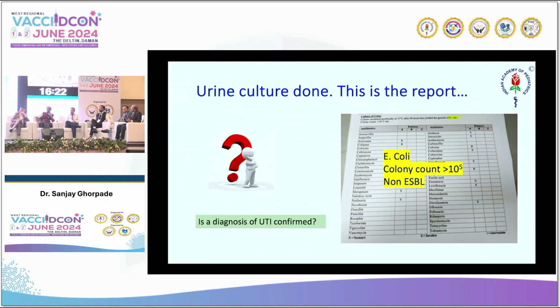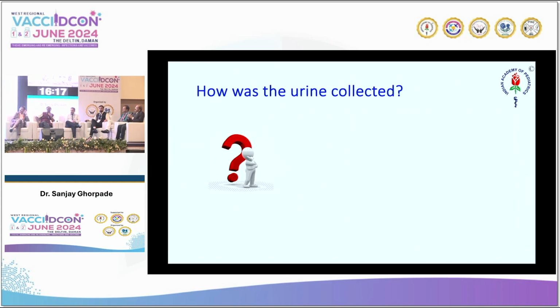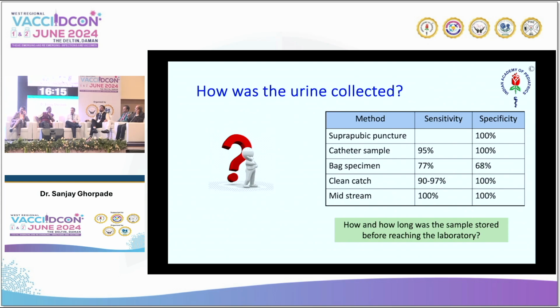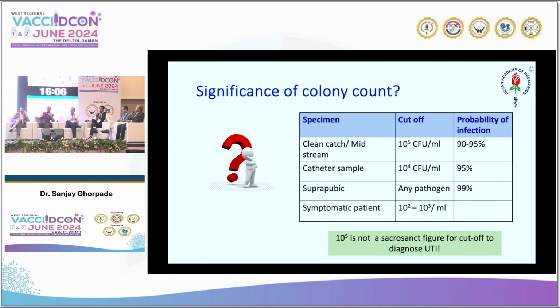You want to know how the sample is collected. So tell us a little bit of the guidelines for the collection of samples. Very good collection is suprapubic puncture, which has 100% specificity, and midstream also has almost 100% specificity. A catheter sample is only 95%, but with a clean catch, a colony count of more than 10 to the 5 is significant, and in a symptomatic patient, even 10 to the 2 is very significant.